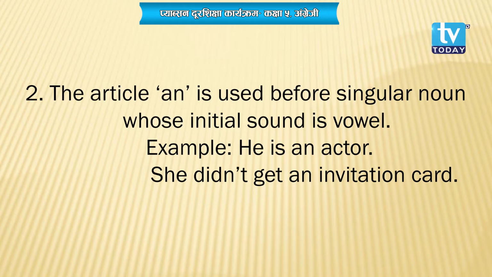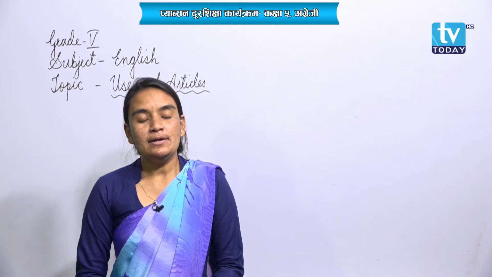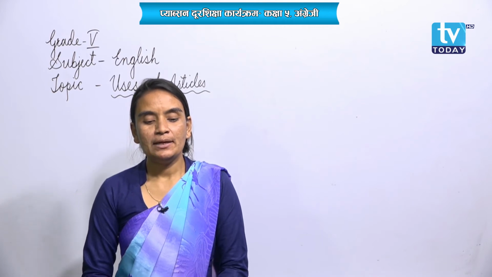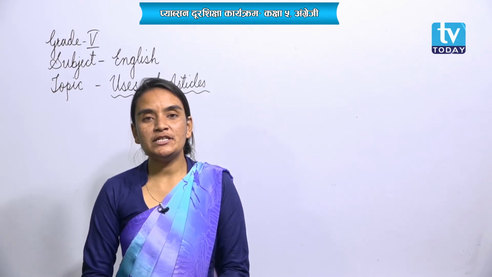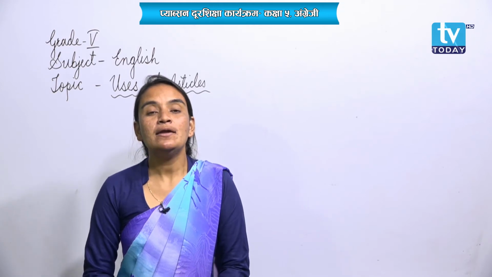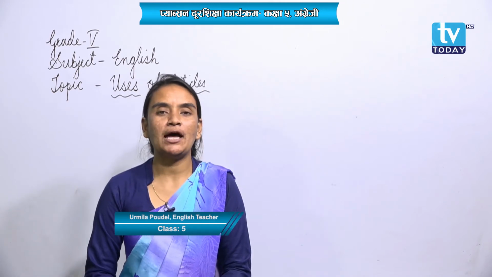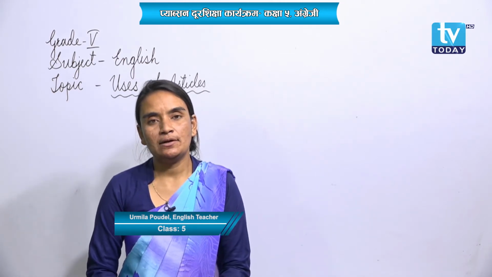You can check the examples there as well. He is an actor. An actor, obviously the sound should be there with an. And the next example, she did not get an invitation card. I saw an eagle in the zoo. All of them have a vowel sound: E in eagle, E in invitation, and A in actor. So we have used an in front of them as the articles.